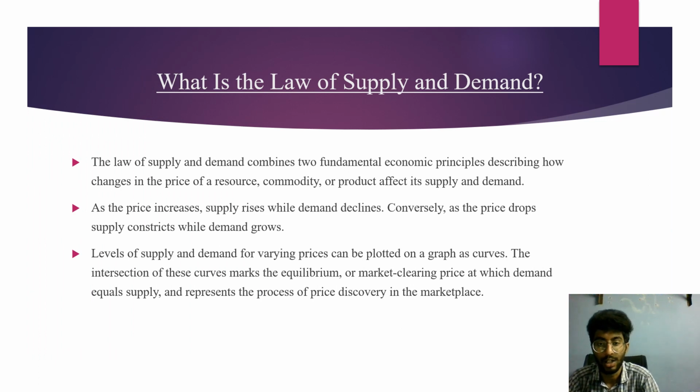What is the law of supply and demand? The law of supply and demand combines two fundamental economic principles describing how changes in the price of a resource, commodity or product affect its supply and demand. As the price increases, the supply rises while the demand decreases. Conversely, as the price drops, supply falls while demand grows.